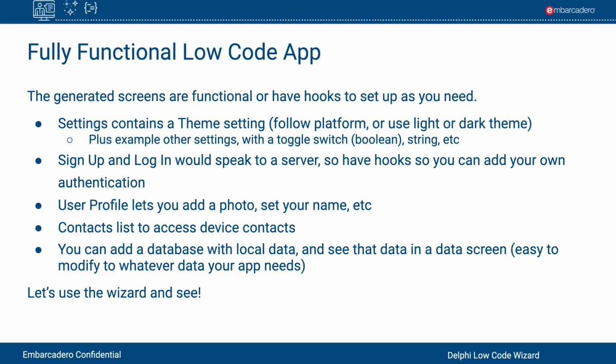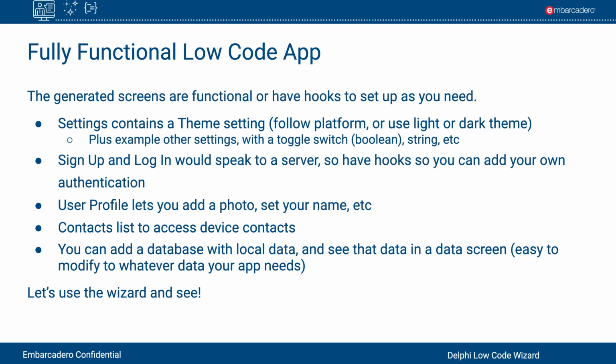I briefly mentioned this in a previous slide, but the application contains a number of common screens, and these are functional or have hooks to set up as you need. And some highlights of those are a settings screen, which contains an example of several different types of settings, such as a text setting or a toggle setting. It also shows how to change the theme, so the application that's generated can just follow the platform's light or dark theme, or you can specify to override that to use light or dark theme.